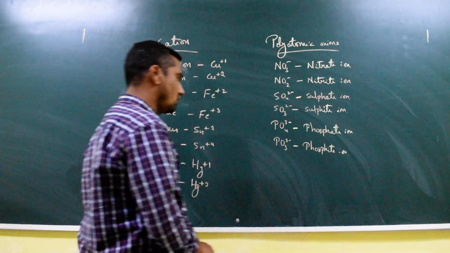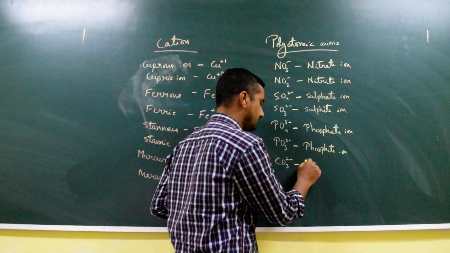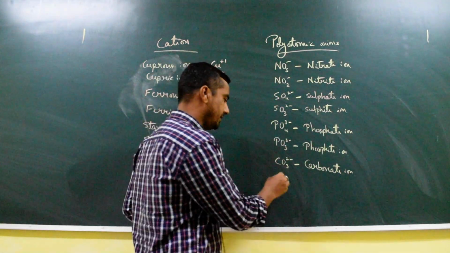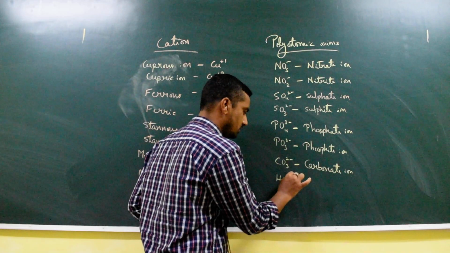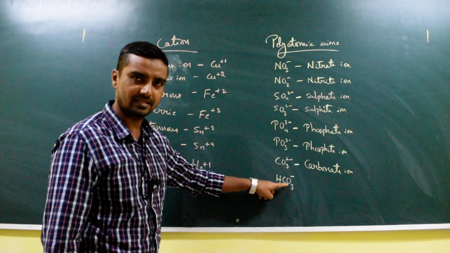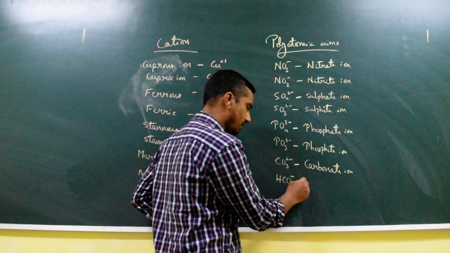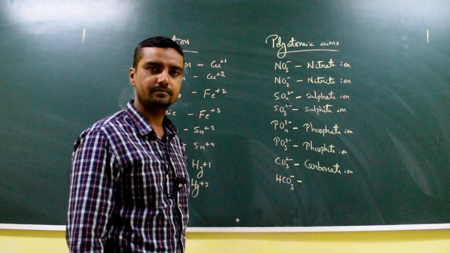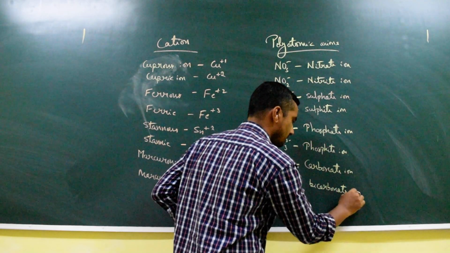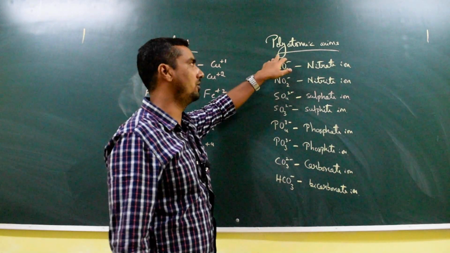And one more, that is CO3 2 minus. This one is called carbonate ion, right? If it is HCO3 minus, now we are not reducing the oxygen atom. The oxygen atoms remain as they are, but we have added one extra hydrogen atom. This one is called bicarbonate, and also another name, hydrogen carbonate, right? So it is a bicarbonate ion. These polyatomic ions are very important.